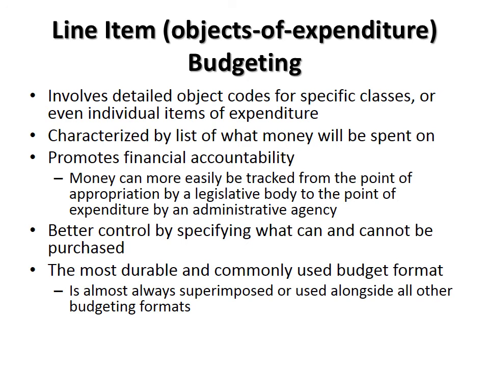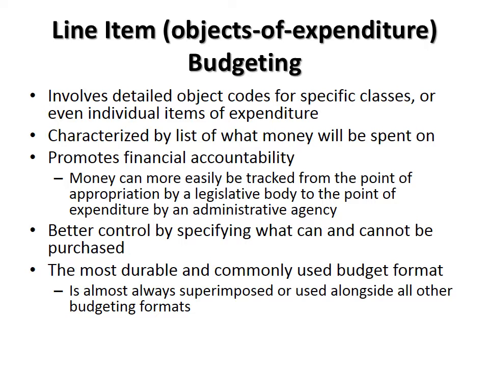The line item or objects of expenditure budget takes the lump sum budget one step beyond and involves more detailed object codes for specific classes or categories of expenditures. This line item budget is characterized by a list of what the money will be spent on, such as travel, personnel, supplies.